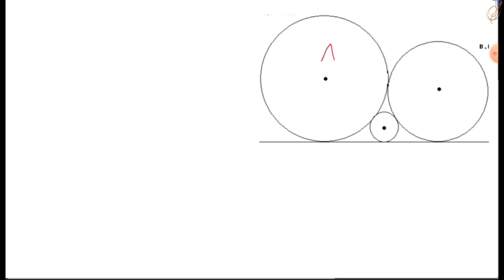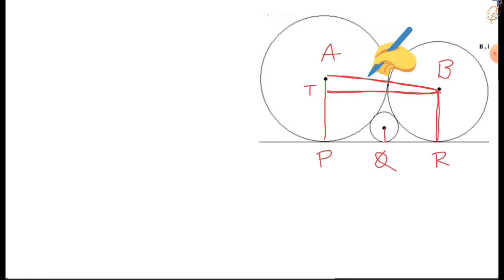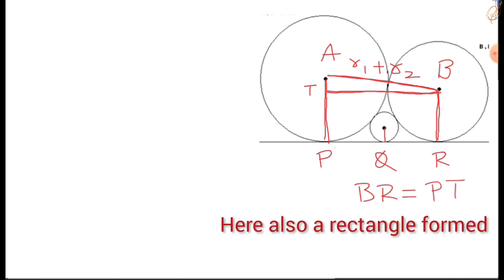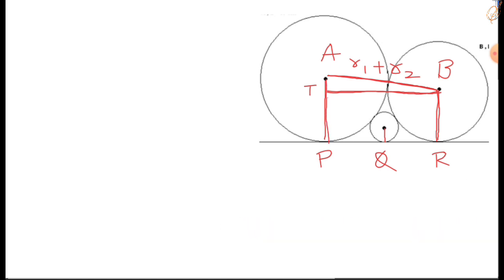Now observe the A and B circles. And here also draw the perpendicular lines from the centers A and B. Try to make a triangle here. Name it, this is T. The center from A to here, the distance is R1. From here to here, the distance is R2. So the AB distance is R1 plus R2. TR is equal to PT. And similarly here, this distance is R1.